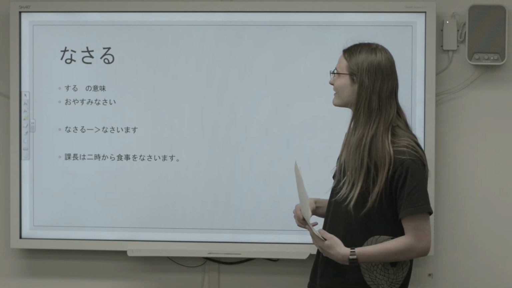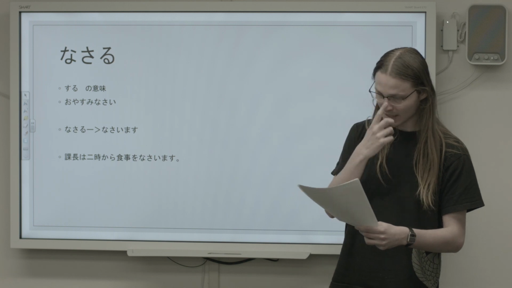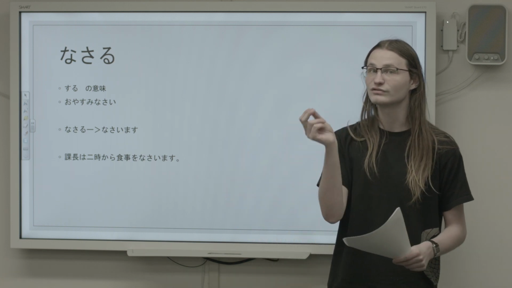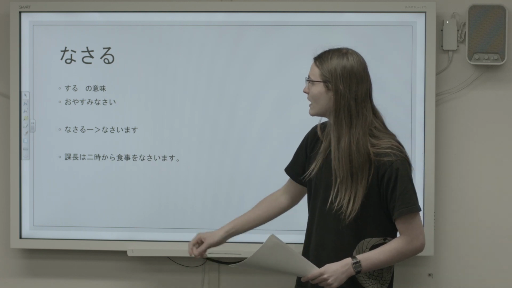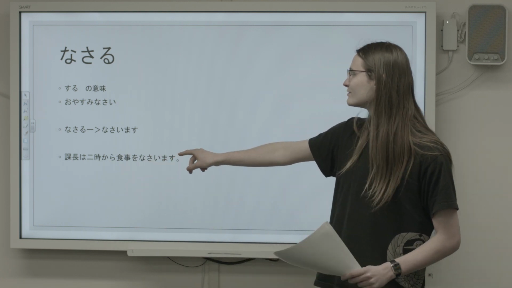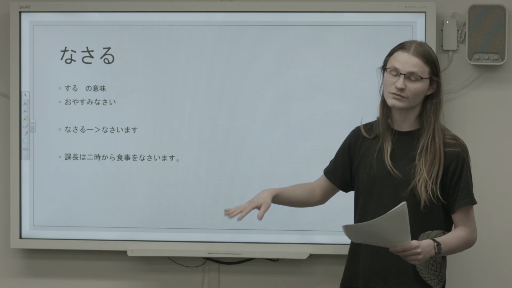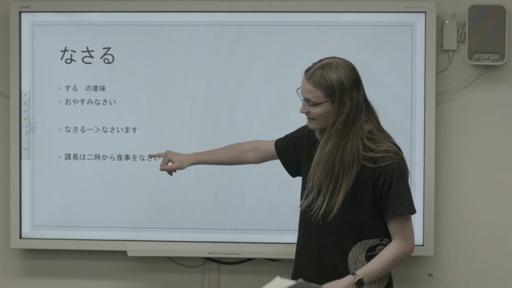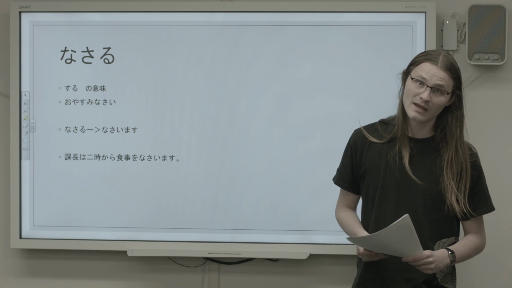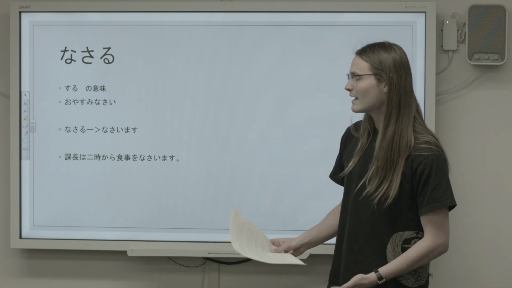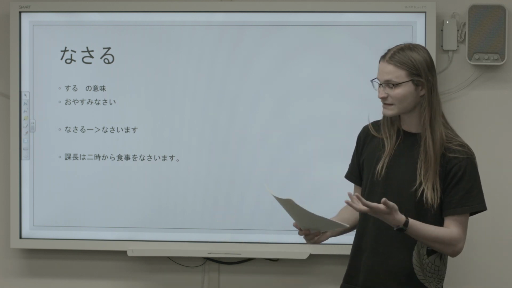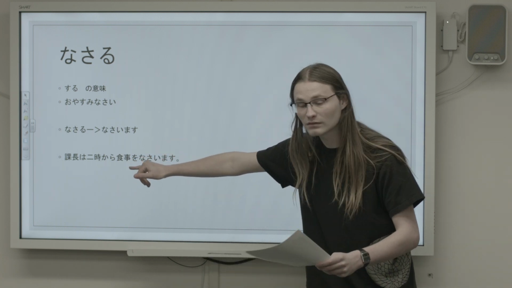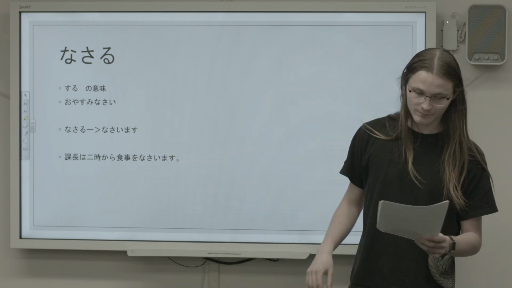So now that we've looked at that irregular conjugation of nasaru, let's look a little at how it's actually used. Remember, it's going to replace suru. So we have Kachou wa 2時から食事をなさいます. This is a really simple sentence, but if it's not clicking for you, try replacing that nasaimasu with shimasu. When we do that, it's pretty simple to see that this sentence means the section chief will eat, or literally do eating, at 2 o'clock.